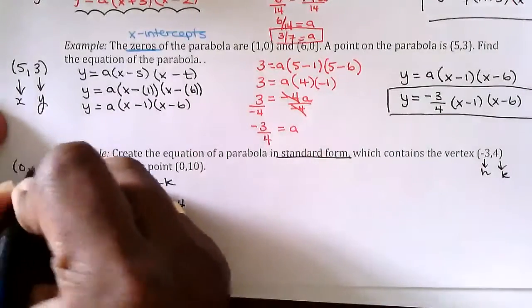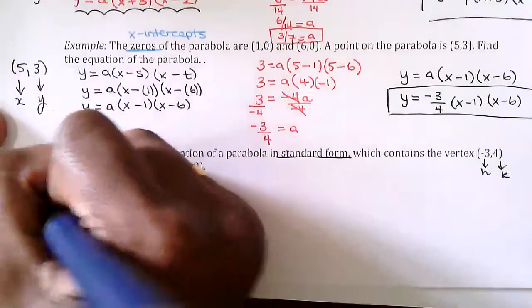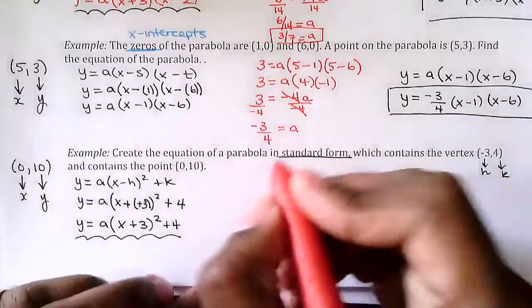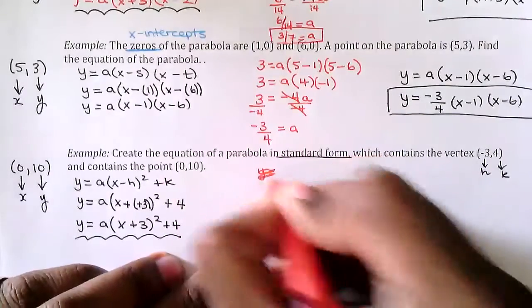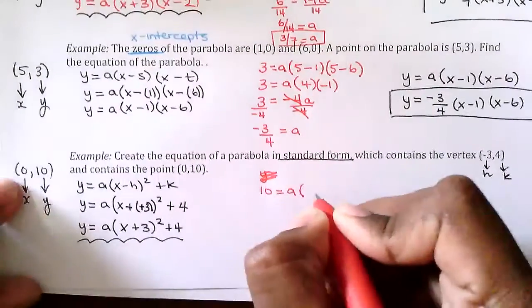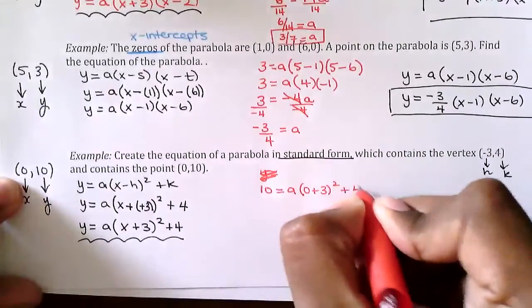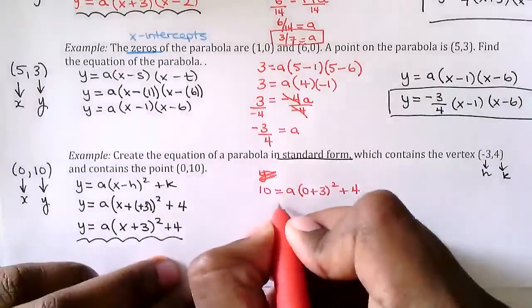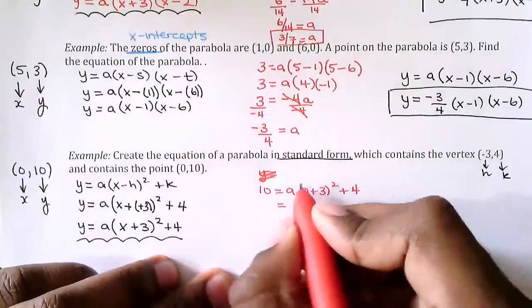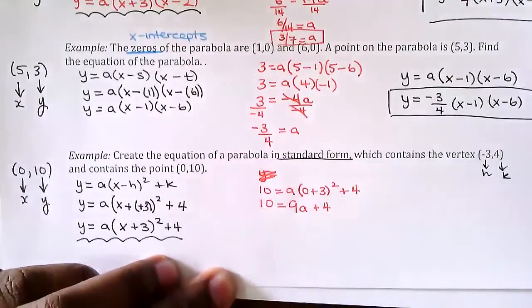The point we're given in this case is (0, 10). 0 is our x value, 10 is our y value. Now we can plug these in. So the y value they gave us was 10, so 10 is equal to a. The x value they gave us was 0, so (0 plus 3) squared plus 4. Simplifying this, 0 plus 3 is 3, and 3 squared is 9. So I have 9 times a plus 4 is equal to 10.